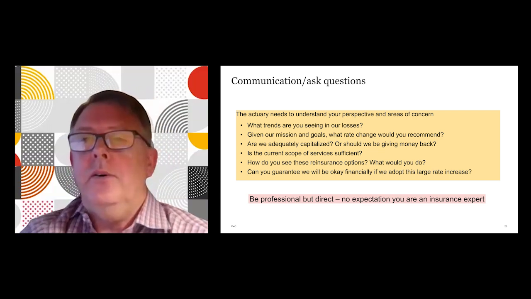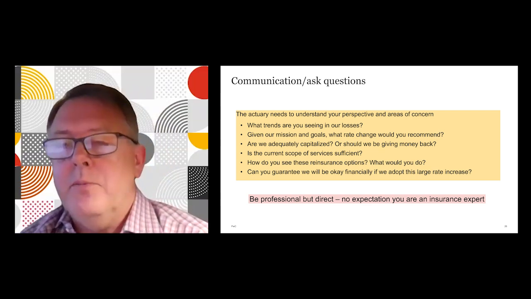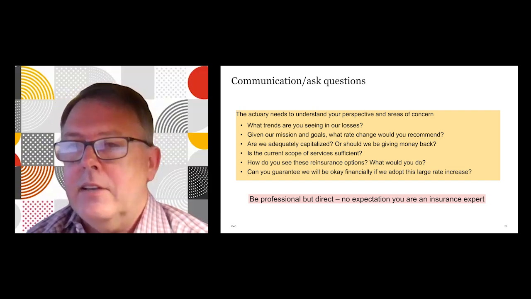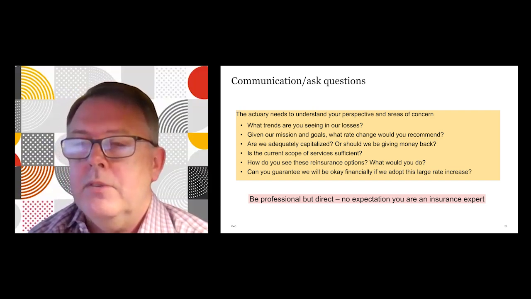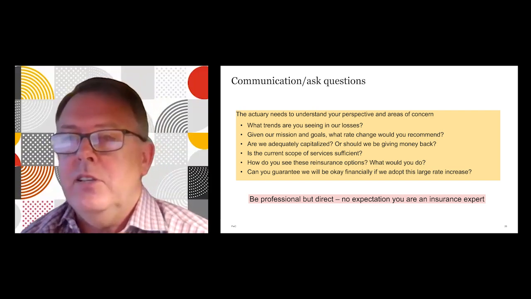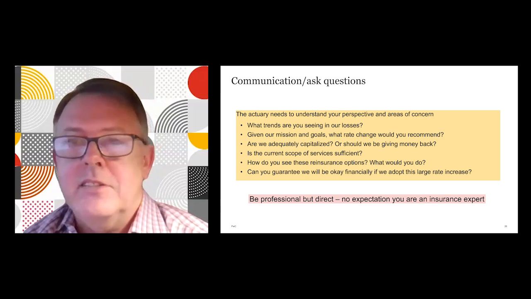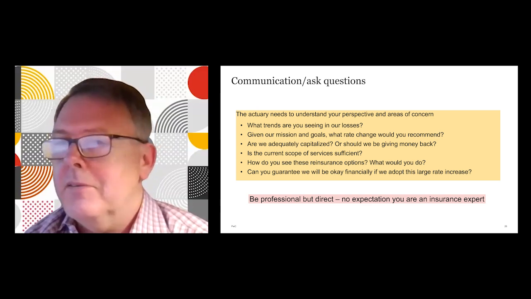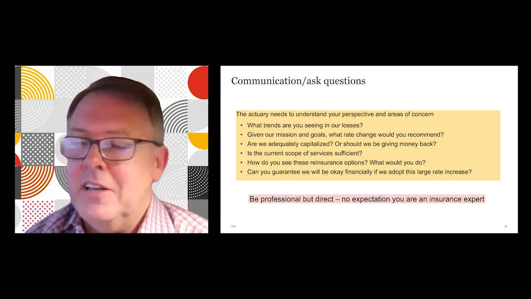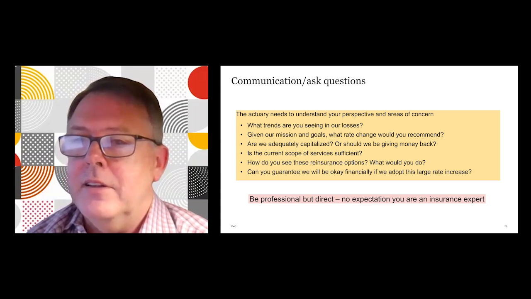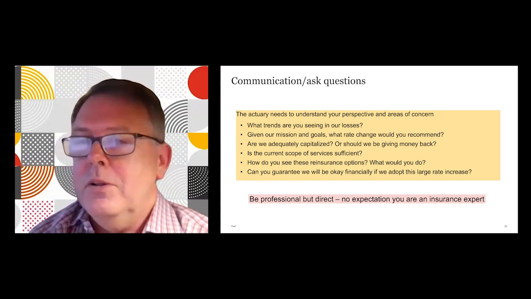Common questions: you sit there, you give your presentation, and it's really key to ask questions. It really helps the actuary. If you've ever been a teacher talking to a class and everybody just sits there, you wonder, do they understand, or am I just talking over their heads? So a question is really, really key.